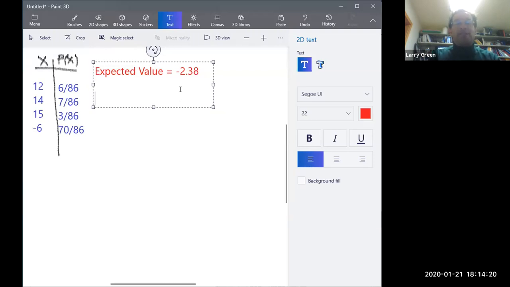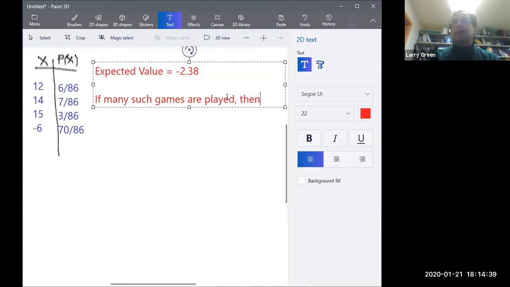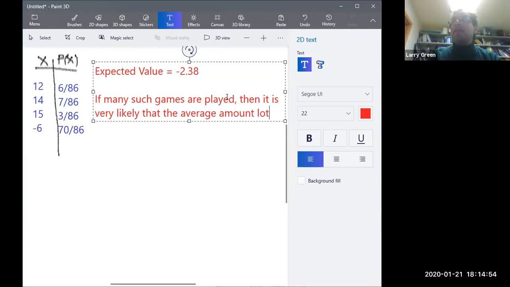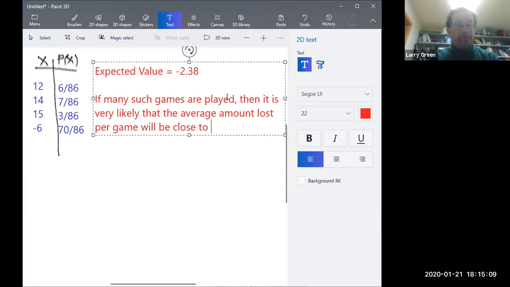Yeah, it's negative. Who wants to lose money? So what we could say, and let me interpret the expected value now. This is very important. What we can say is that if many such games are played, then it is very likely that the average amount, and I'm going to write lost, and then I'll get rid of the negative sign. If you have lost, then it's positive. Per game will be close to $2.38.